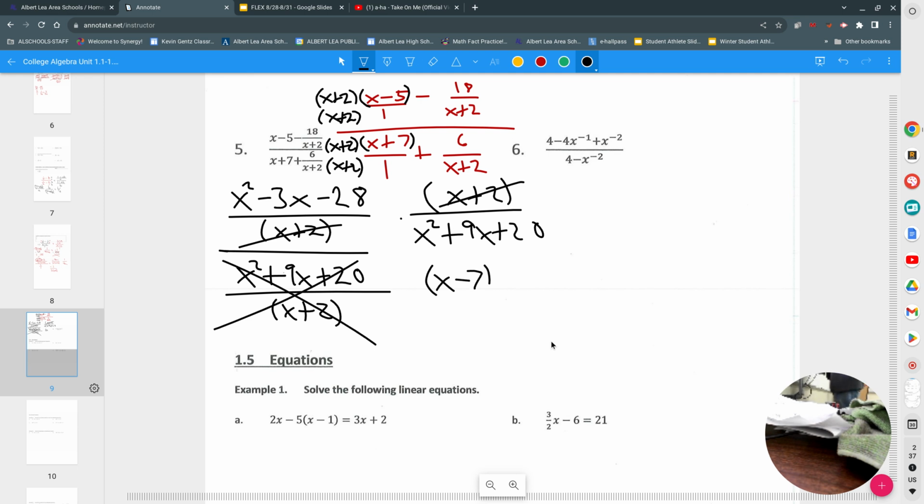Minus 7, x plus 4. And then x squared plus 9x plus 20, that's a little bit easier to factor. We have an x plus 4 and an x plus 5. Notice that the x plus 4's do reduce to 1 there. So we have x minus 7 over x plus 5.